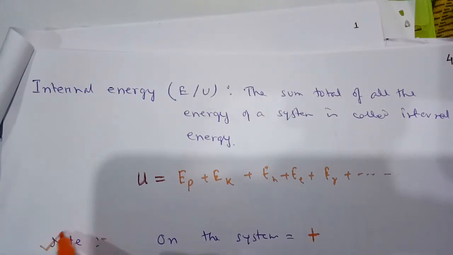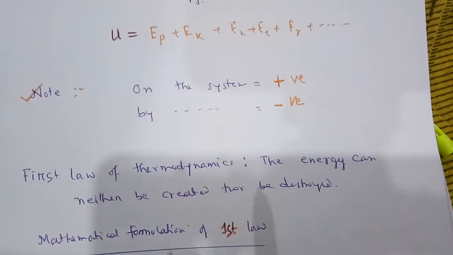Now, one point students will remember: something which is done on the system should be positive, and by the system is negative. So in chemistry, you remember, on the system is positive, by the system is negative.